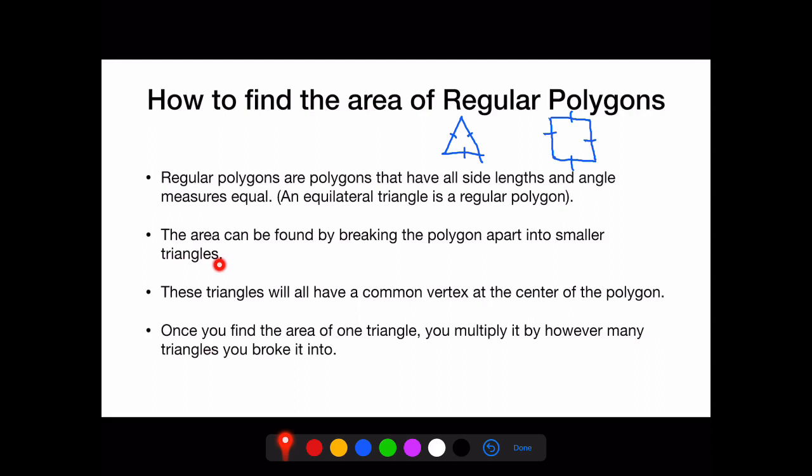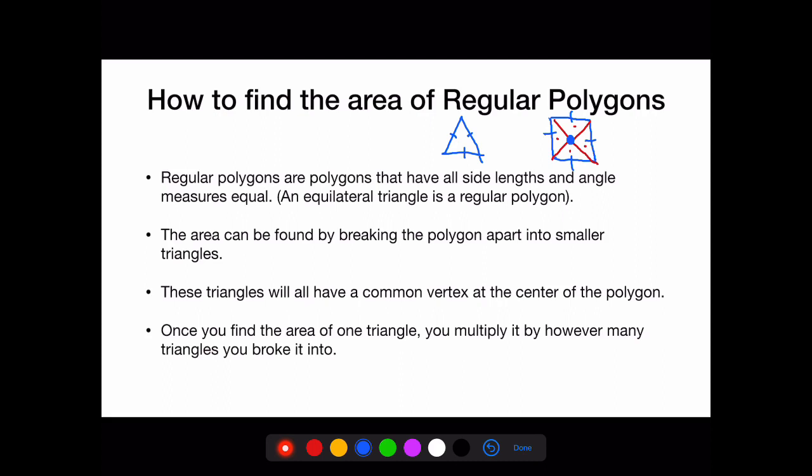Just remember that if I need to find the area of a polygon, I can just break it down into smaller triangles, and I can find the area of each triangle if I'd like. So that's one way to go about finding the area. These triangles will all have a common vertex. That vertex is in the very center of the polygon. And once you find the area of one triangle, you multiply it by however many triangles you broke it into.